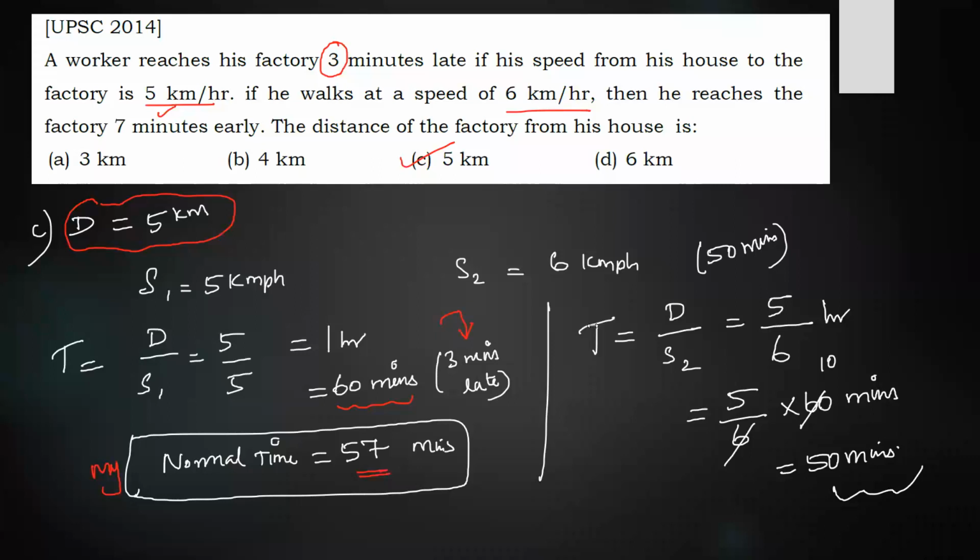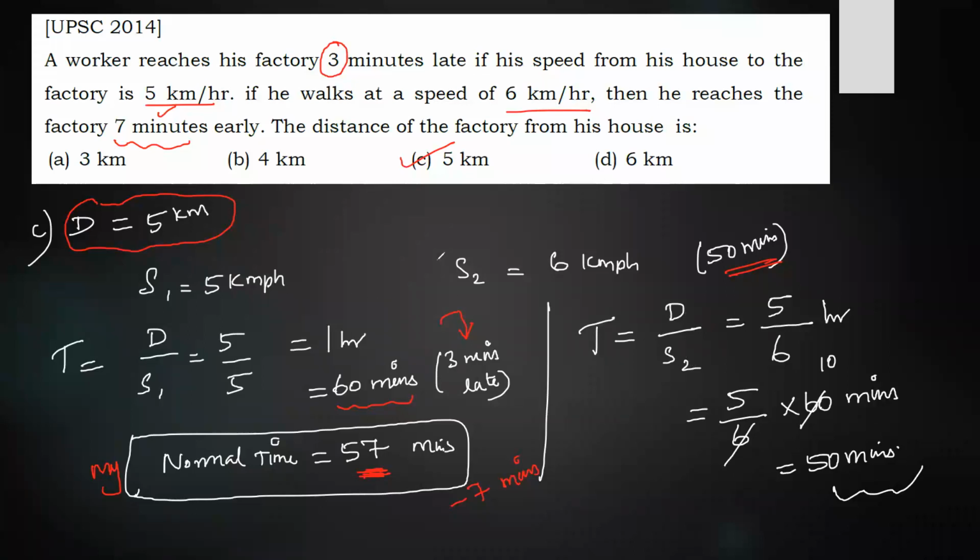The next case, I am increasing my speed to 6 km per hour. If I travel at 6 km per hour, you are 7 minutes earlier. That's the question here. We know that our normal time is 57, right? 7 minutes earlier, so we went 7 minutes before. So you have to get 50 minutes. I'm verifying whether I am getting 50 or not.